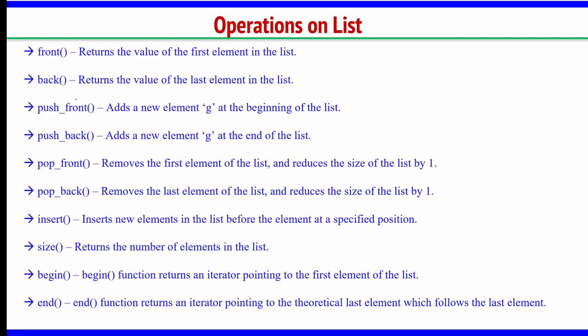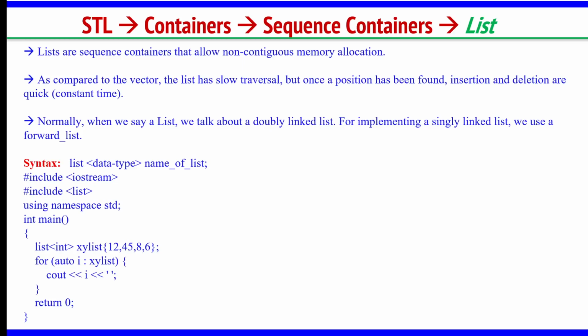Front and back will give the first and last elements, begin and end will give the pointer to the first and last locations. The end function returns an iterator pointing to the theoretical last element which follows the last element. These things are very common: push front, push back, pop front, pop back, same in a double ended queue as well. So, this is about the double linked list, that is the list container in STL of C++.